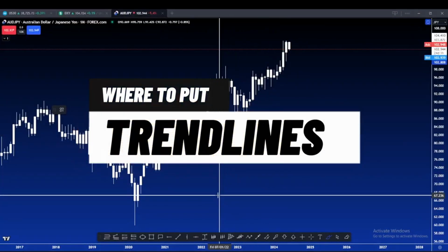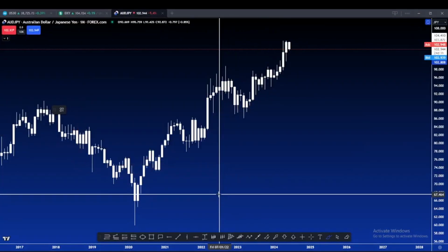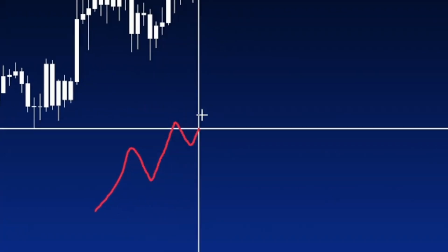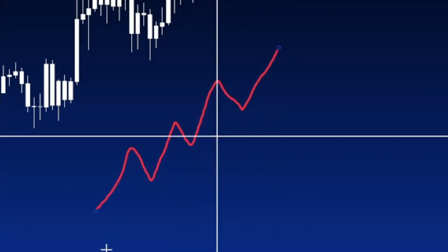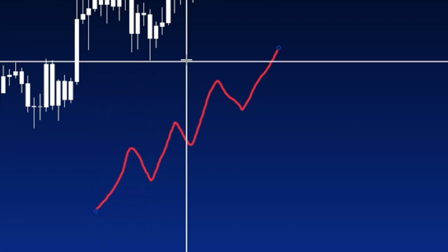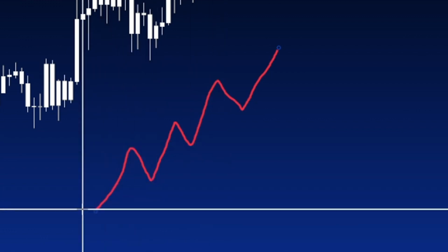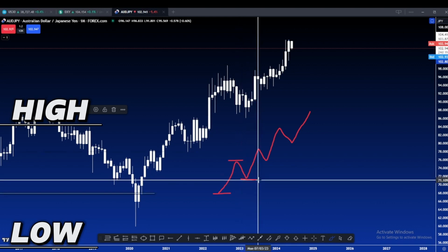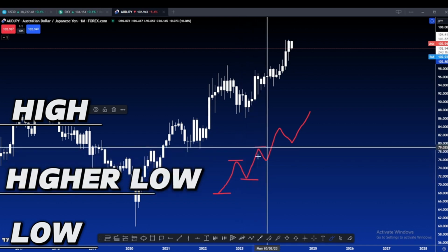So just before you even know where to put trend lines, you need to know about market structure. Basically, you need to know that in the uptrend, you have runs, you have pullbacks, you have runs, you have pullbacks, etc., right? In this uptrend of runs and pullbacks, you have a low, you have a high, you have a higher low, and then a higher high.